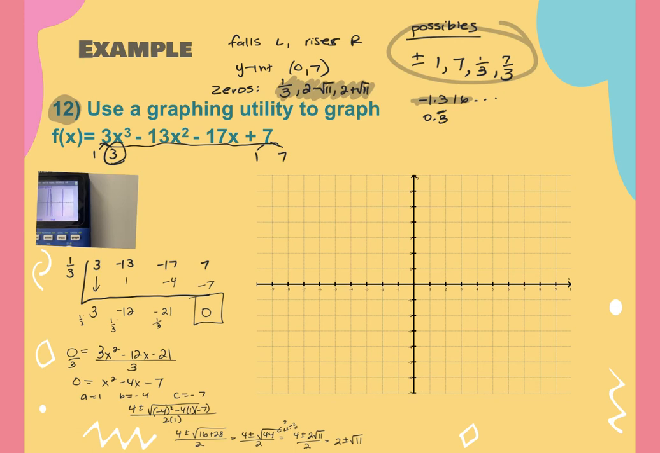None of those things occurred more than once, which means multiplicities, all just one, right? So it's going to cross through each one of those points. Now, the 1/3 is not that bad to graph. I'm going to just plot the 1/3. I'm also going to plot the 0, 7 because it's my y-intercept.